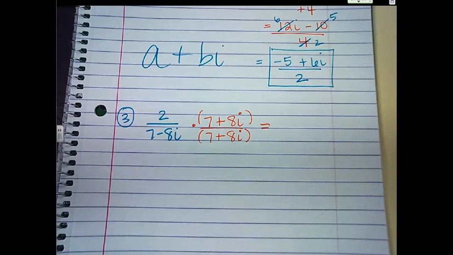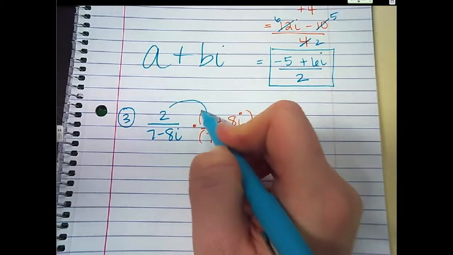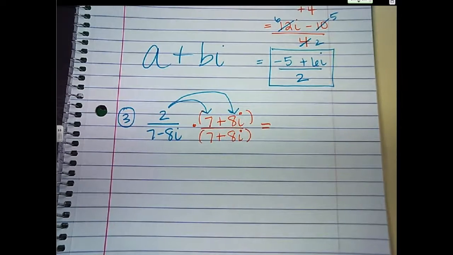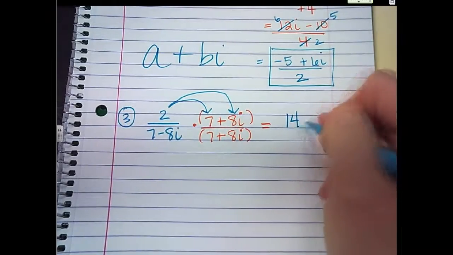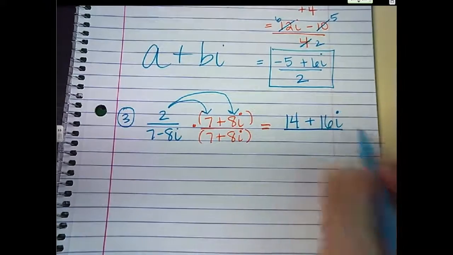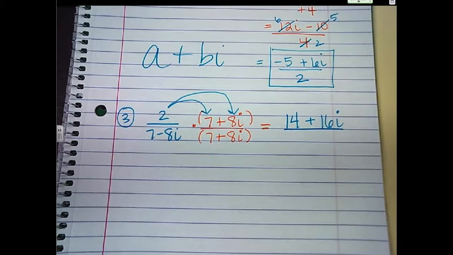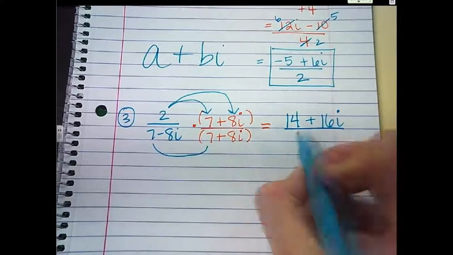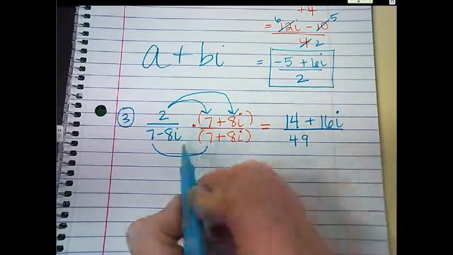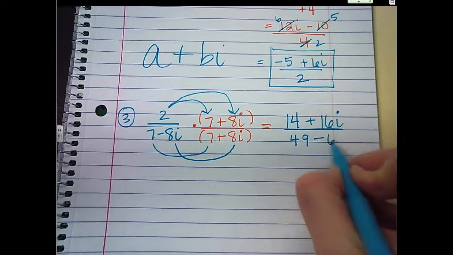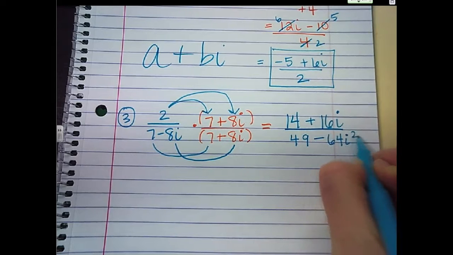So on the top, you can just distribute the 2. So 14 plus 16i. What do you do on the bottom? FOIL, or I'm going to conjugate so I can do the shortcut. Just 7 times 7, 49. And then negative 8i plus 8i, negative 64i squared.